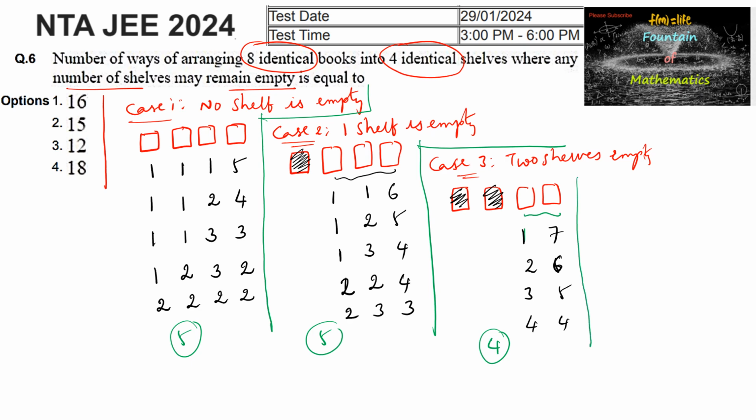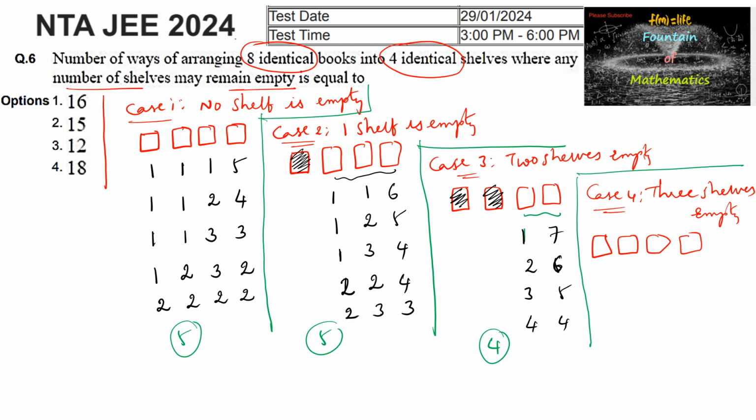And next case 4, only 3 shelves are empty. Let us assume 3 shelves are empty. So among the 4 shelves, 3 shelves let us consider to be blocked, means no book to be placed. So all the 8 books must be placed in only one shelf, that is 8. So here there is only one possible way.